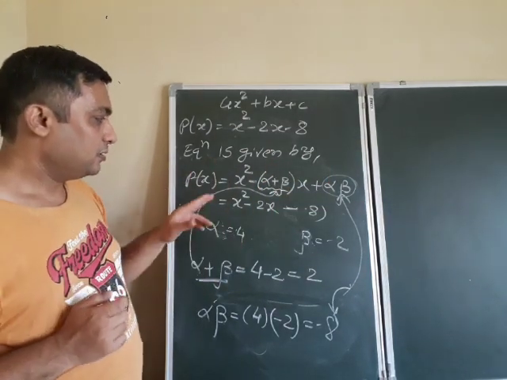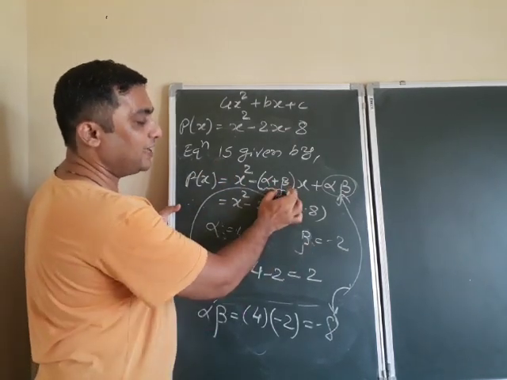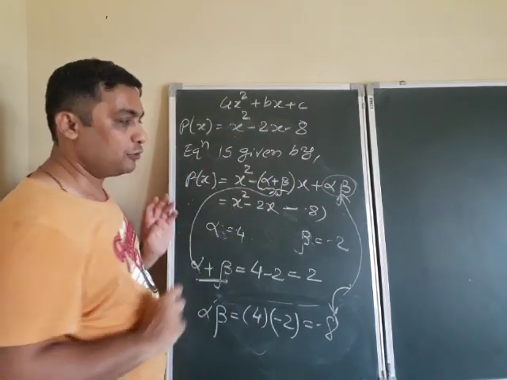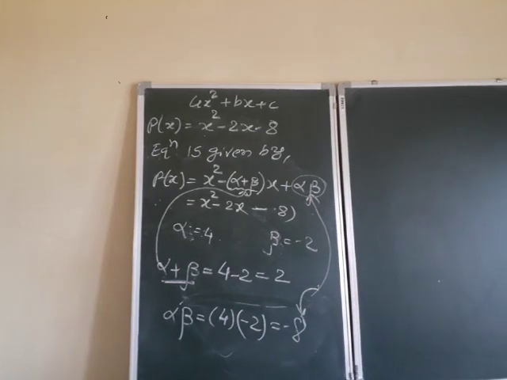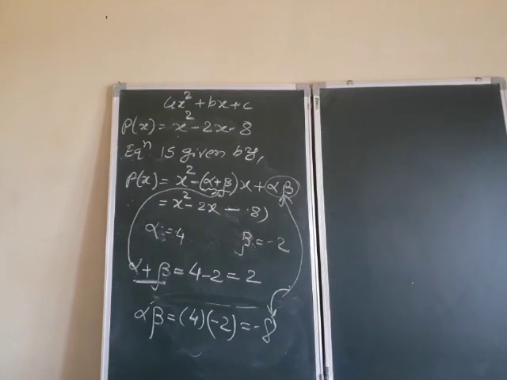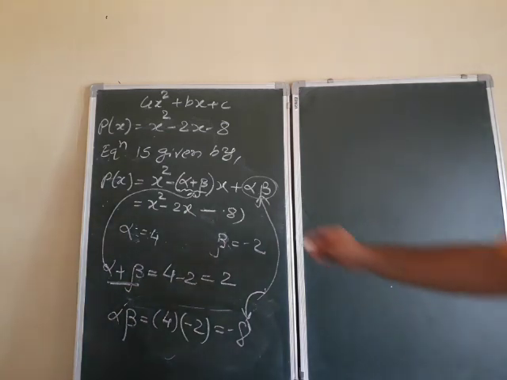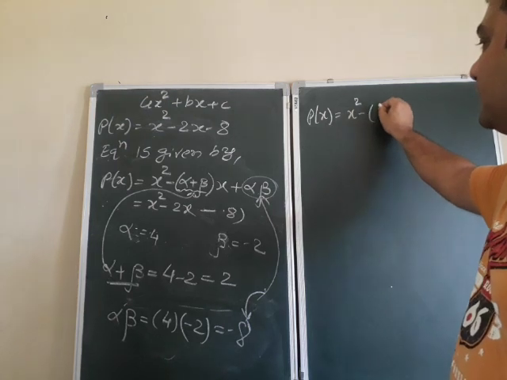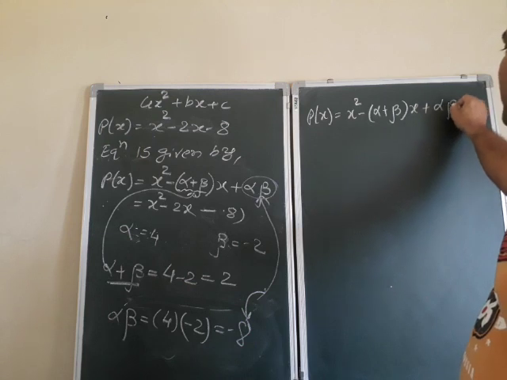Now let's check. Okay, why this one? It means if alpha and beta are given, why does this represent this polynomial? So let's go by theoretical background. Okay, ready? Theoretical background discussion. So see, as I suggested, the polynomial p of x is written as x square minus alpha plus beta into x plus alpha into beta.